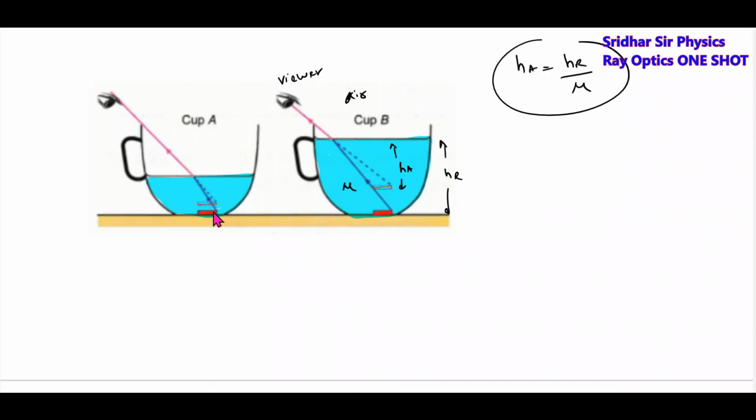One more example, if there's a coin kept in a cup, the person is viewing it, and this coin will appear here. Though it is kept at the bottom, it's going to appear at this particular point. Then here I'll increase the level of liquid. What will happen? Definitely the apparent depth will change. Earlier, what was the real depth? Real depth was this much, and this is the apparent depth.